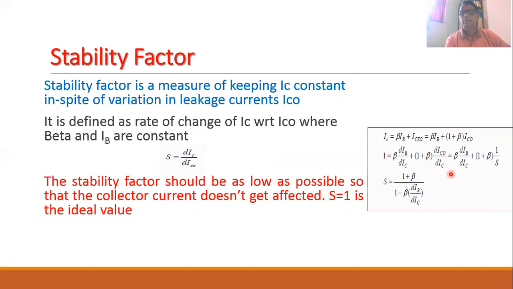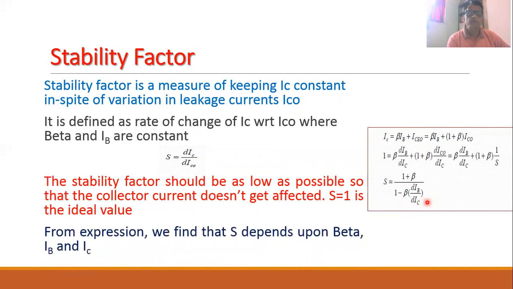Now the same equation can be written as follows. We know that the stability factor S is equal to dIC upon dICO, and therefore this term can be replaced by 1 upon S. So we get the equation 1 is equal to beta times dIB upon dIC plus (1 plus beta) times 1 upon S. Now we can easily write the formula for S. Stability factor S is equal to (1 plus beta) divided by (1 minus beta times dIB upon dIC).